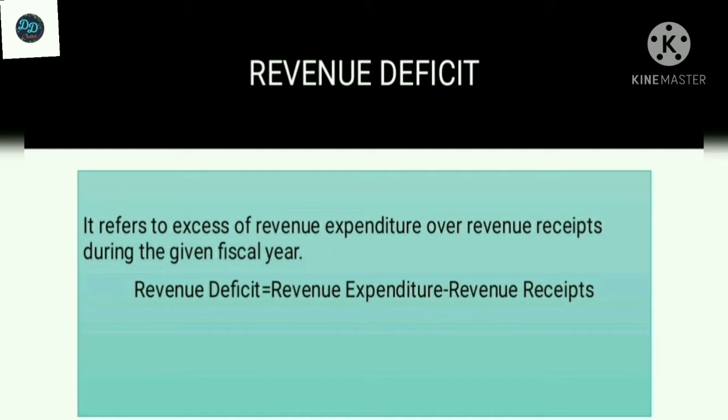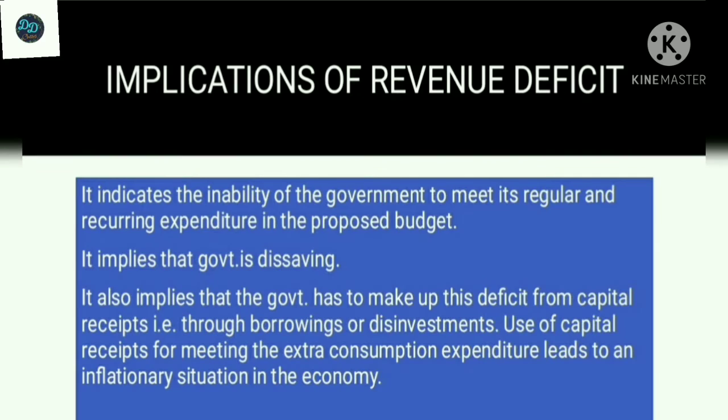Here the government's own revenue is insufficient to meet the expenditure on normal functioning of government departments and provision for various sources and services. Next one is implication of revenue deficit. It indicates the inability of the government to meet its regular and recurring expenditure in the proposed budget. It implies that the government is dissaving. Here dissaving means the government is using up savings of other sectors of the economy to finance its consumption expenditure.